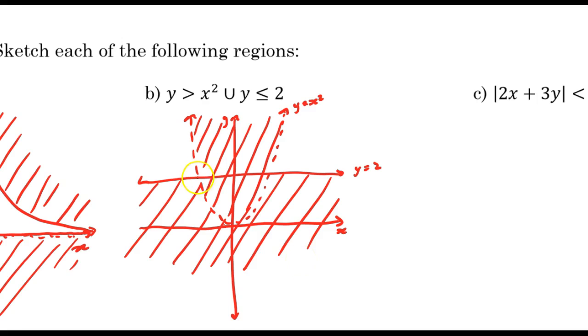Now I should check where these two functions intersect. At these points here, will they be included? Because it's a union, then it's an or, and at least one of them exists. So they're closed circles at the junction of those. Rightio. Now one to go.